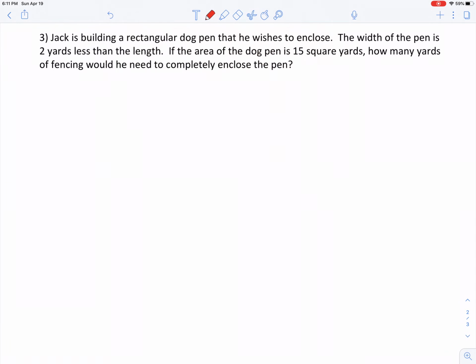And lastly, another rectangle. Jack is building a rectangular dog pen that he wishes to enclose. So we will draw this rectangular dog pen. The width of the pen is 2 yards less than the length. So here I'm going to put the length on the longer one as x. The width is 2 yards less than that. So that's x minus 2. So don't forget when it says 2 yards less than the length that you're going to reverse the order and put the x minus 2. If it was 2 yards longer than the width, I would still write x then the plus 2 after.